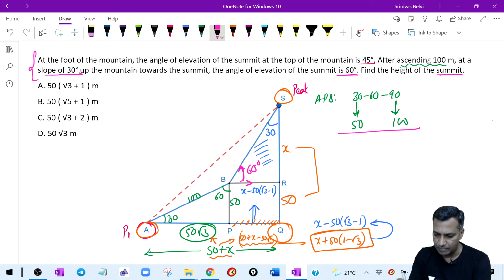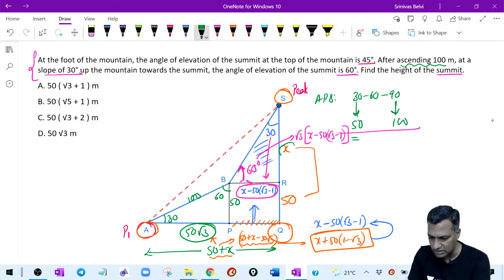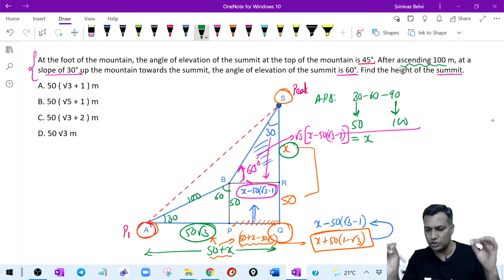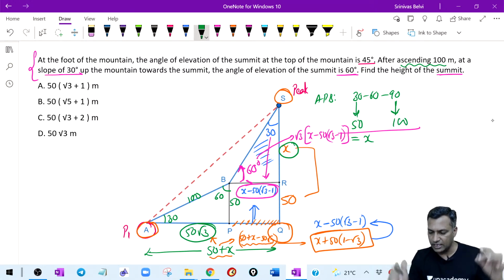Now this is the dimension of the side opposite 30. Therefore the dimension of the side opposite 60 is nothing but root 3 times of this whole value, root 3 times of X minus 50 times of root 3 minus 1, which is also equal to X. One equation, one variable, you get the value of X from here. Then you add X plus 50, which becomes your answer. All right, this is what you got to solve.